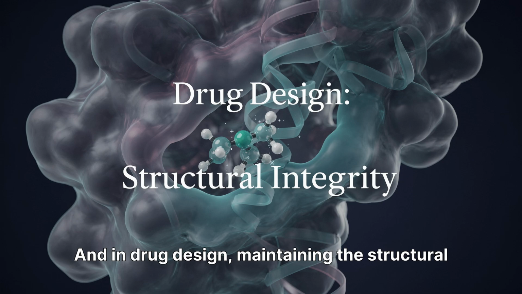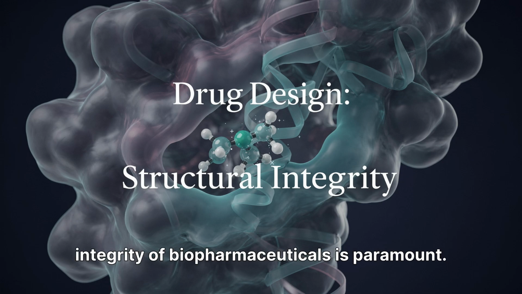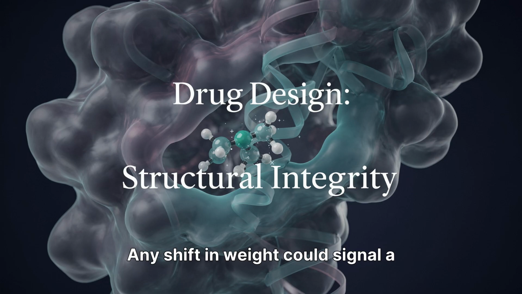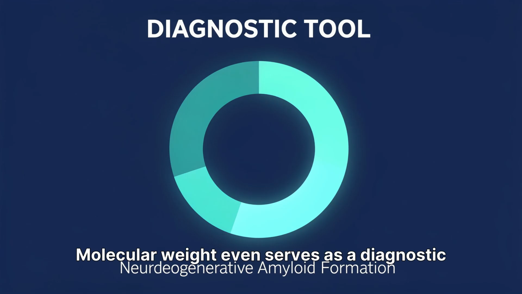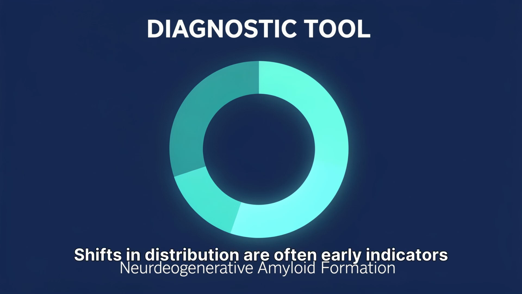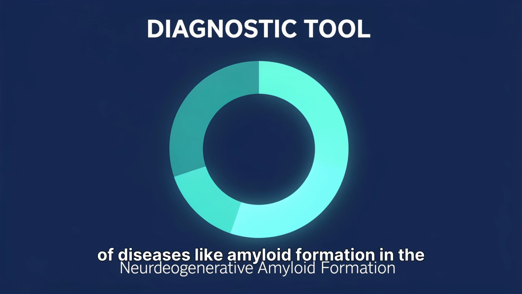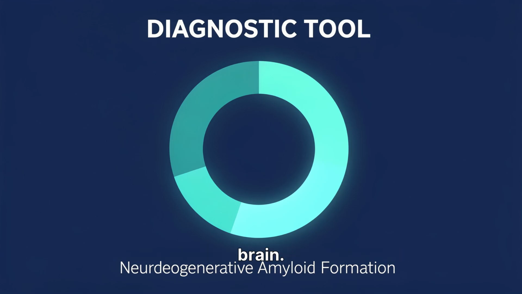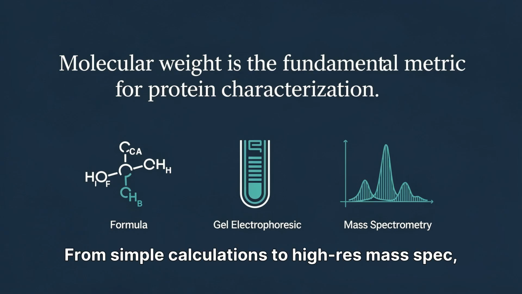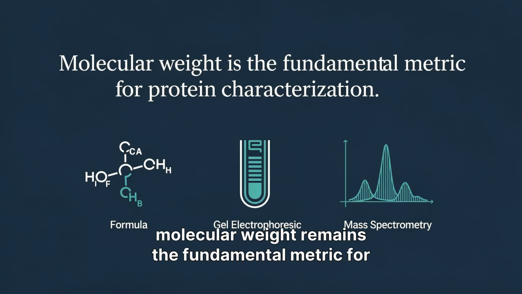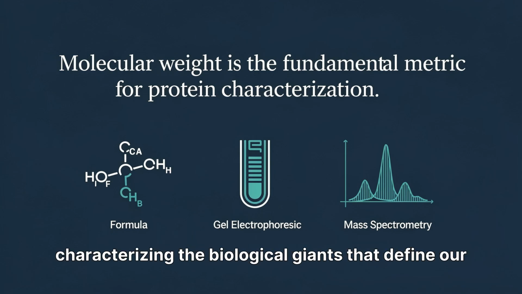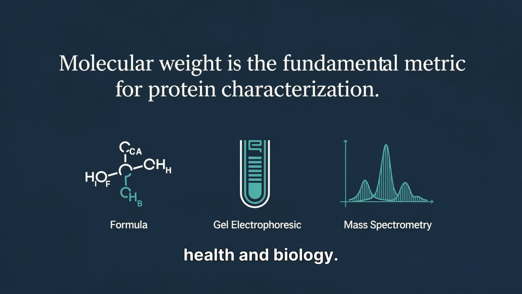And in drug design, maintaining the structural integrity of biopharmaceuticals is paramount. Any shift in weight could signal a loss of efficacy. Molecular weight even serves as a diagnostic tool. Shifts in distribution are often early indicators of diseases like amyloid formation in the brain. From simple calculations to high-res mass spec, molecular weight remains the fundamental metric for characterizing the biological giants that define our health and biology.